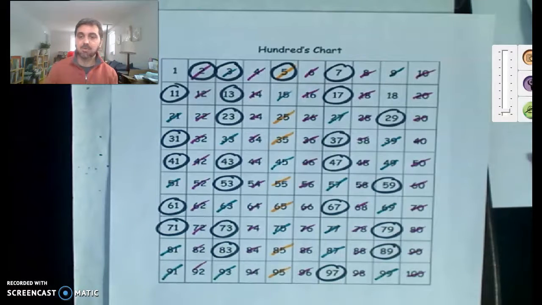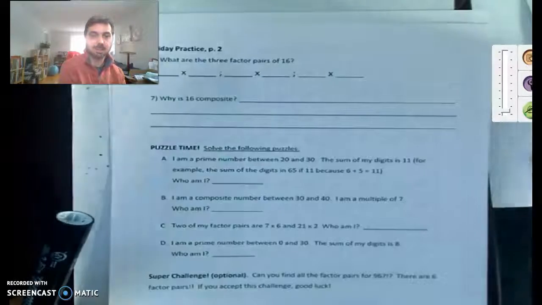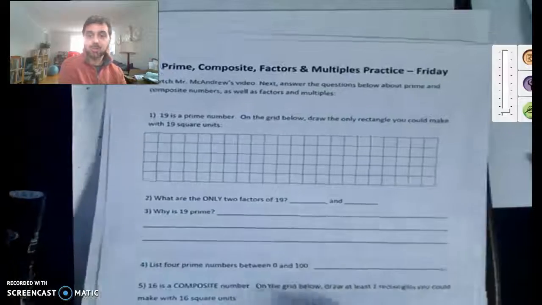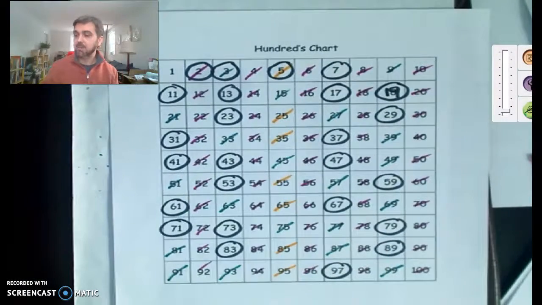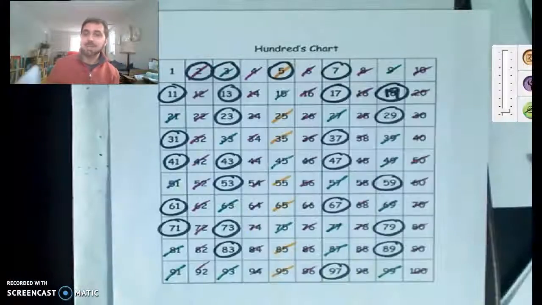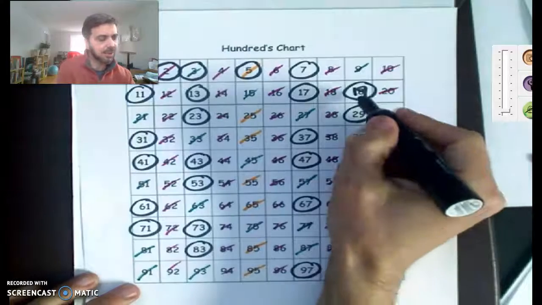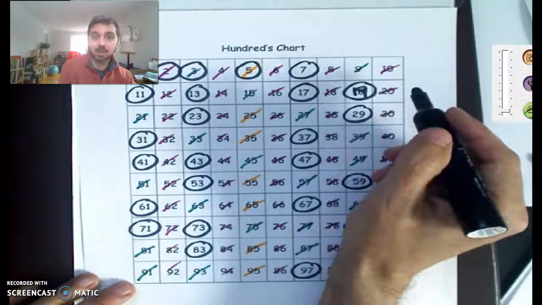All right, so for your homework, not your homework, your independent work. All right, so you'll have 2 pages, this page and this page. Use the charts that you have to get this done, okay? You've got your prime numbers, and you've got your many hundreds charts, and your square inch tiles if you need them. I did want to call out one other mistake I made. I apologize. This should be 19, the number 19, and it should be circled as a prime number, okay?